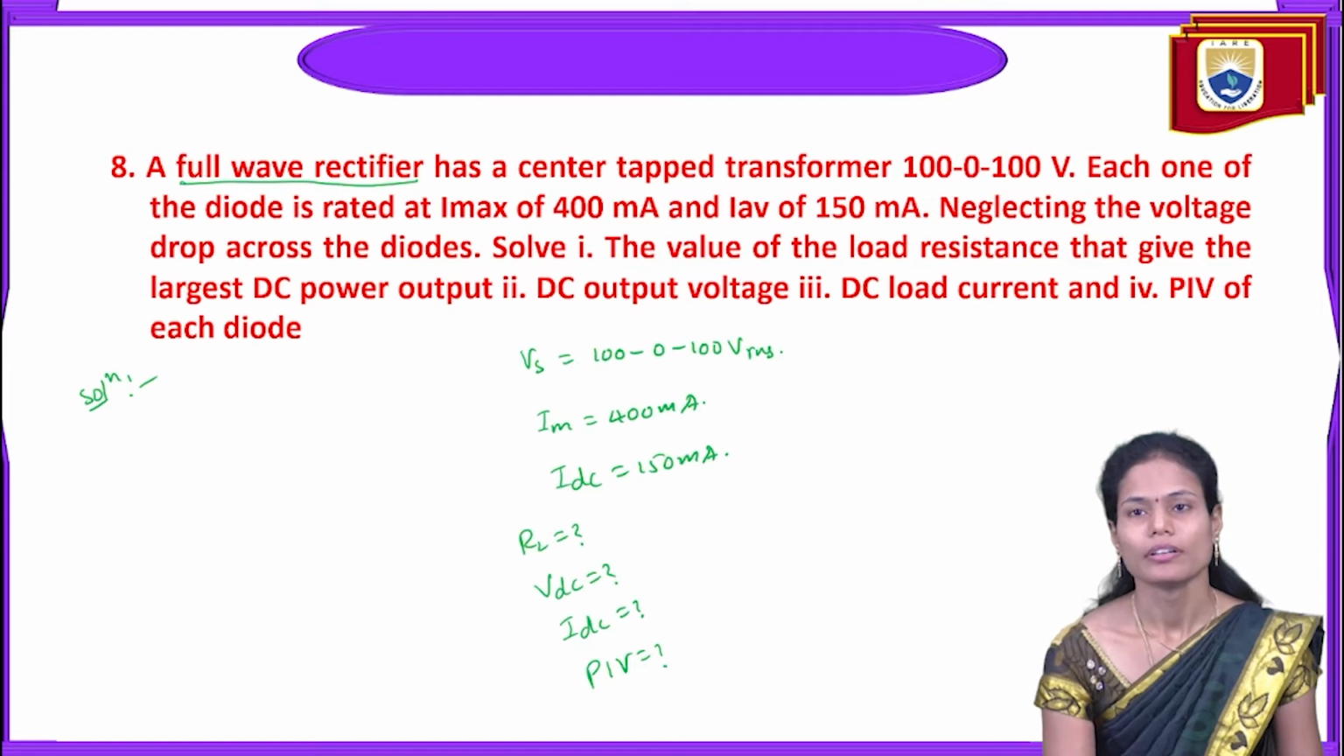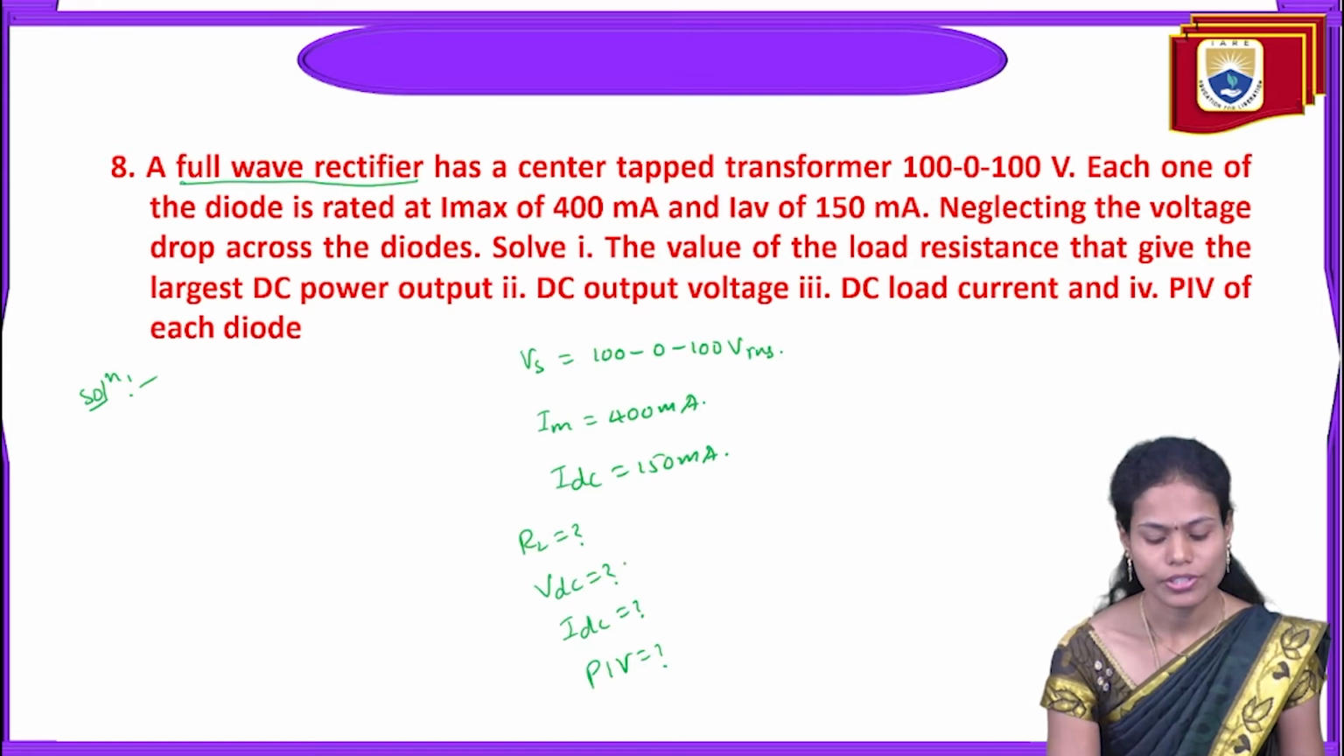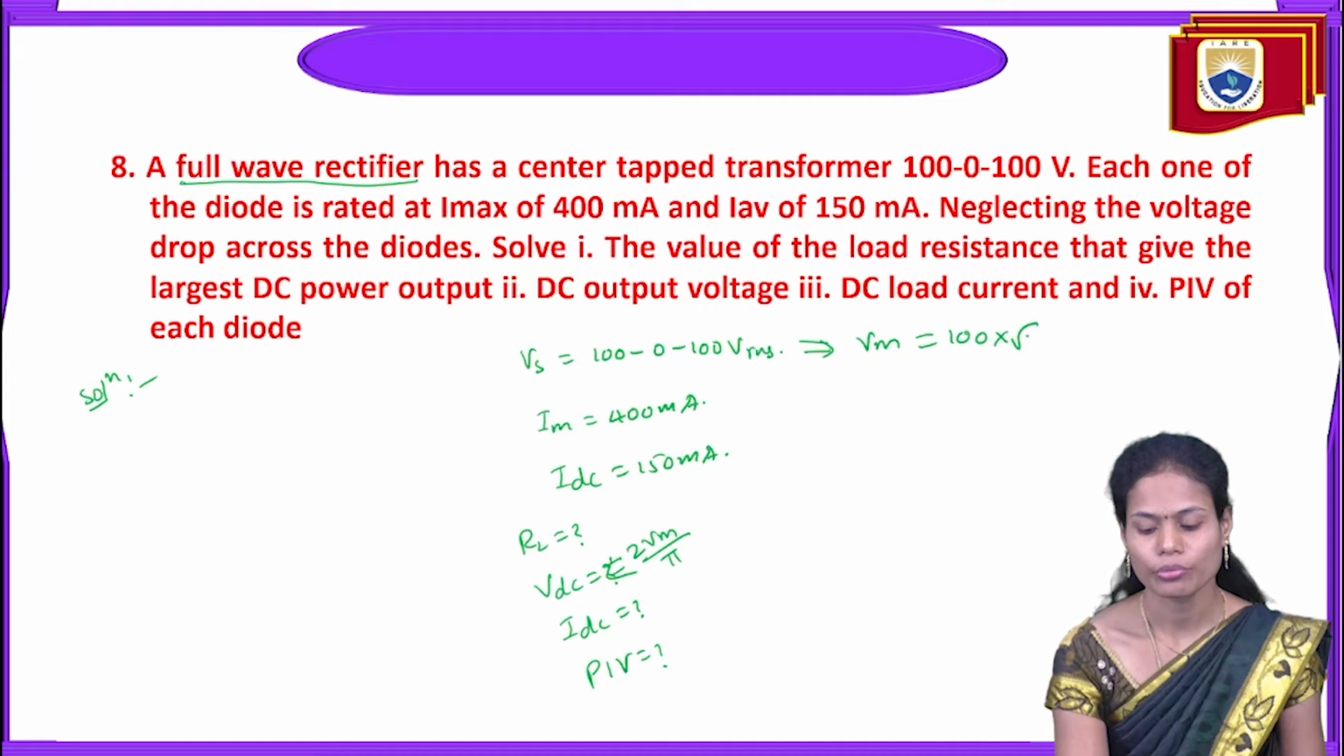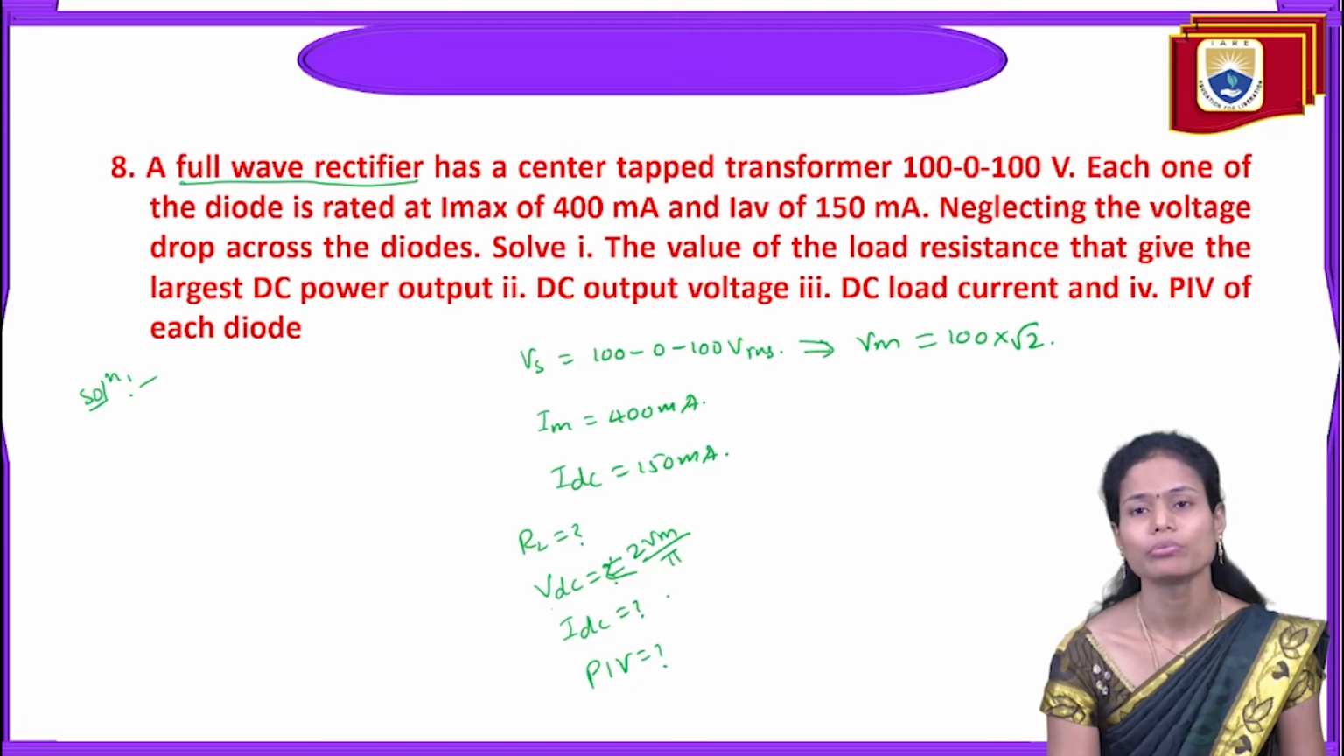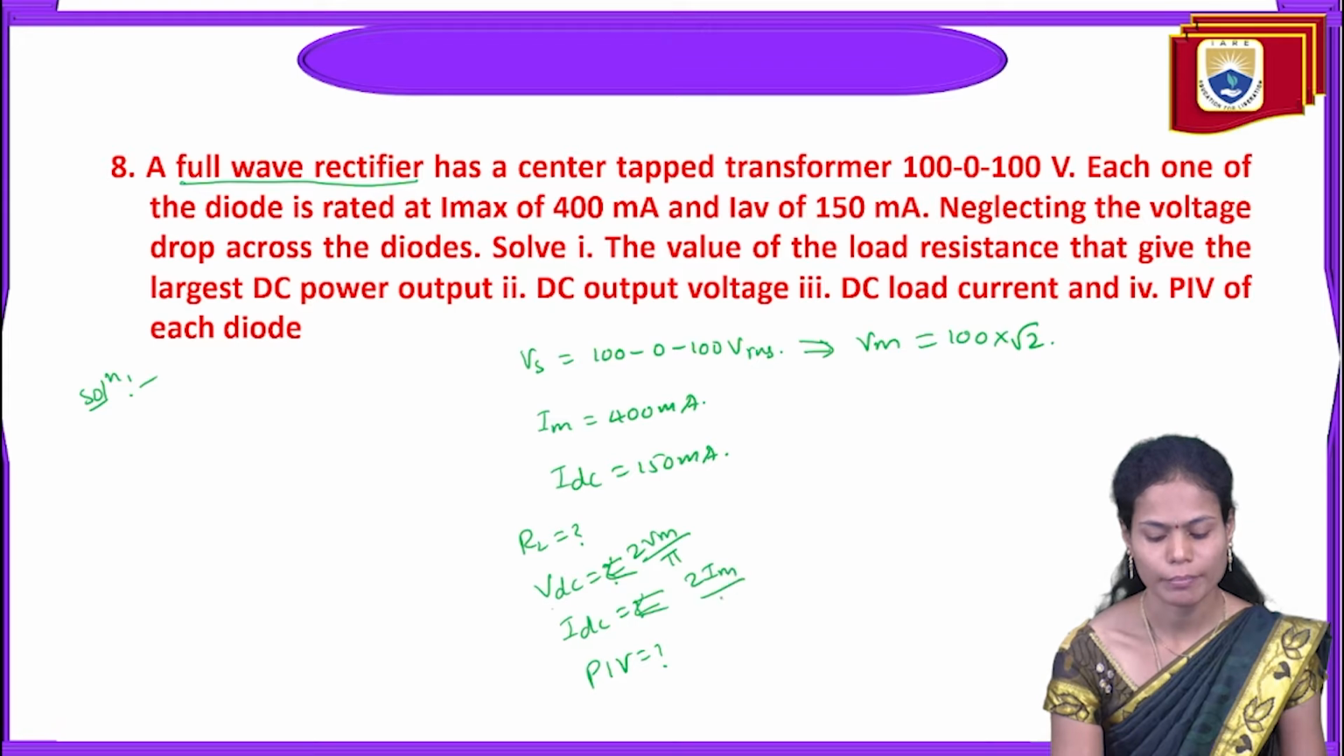See, to calculate the VDC voltage, the formula in the case of a full wave rectifier is 2 Vm by pi. To find the Vm value, 100 into root 2, if we perform that, we will get the Vm value. If we substitute that Vm value here, we will get the VDC value. Once we get the VDC value, we can directly find VDC into RL, or else we can find it by using 2 Im by pi.